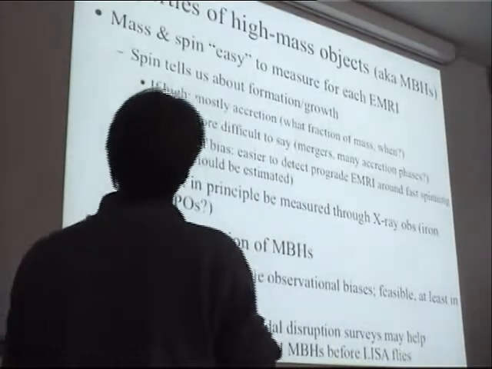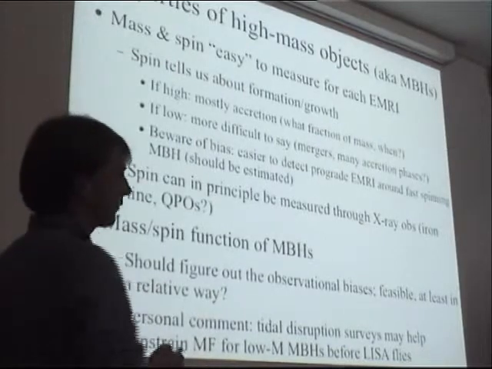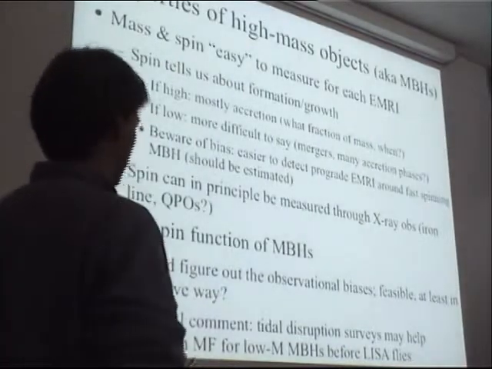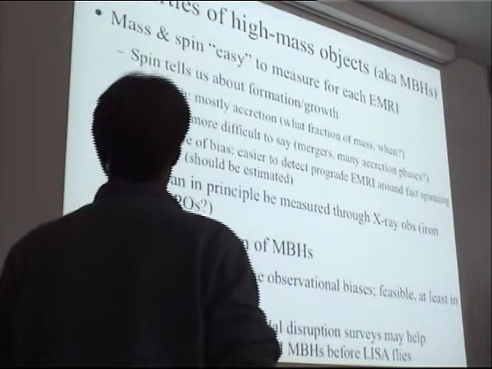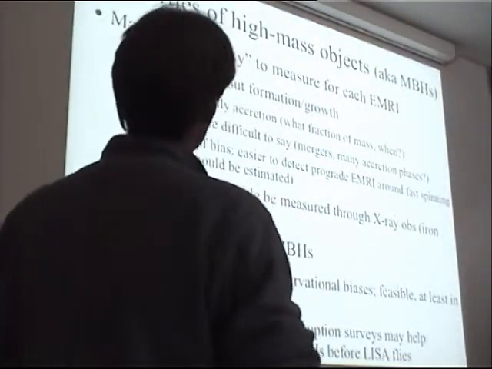If it's low, it's more difficult to say, because it can be mergers or different accretion phases with different disks which are not in the same plane. There is this bias that I mentioned already.